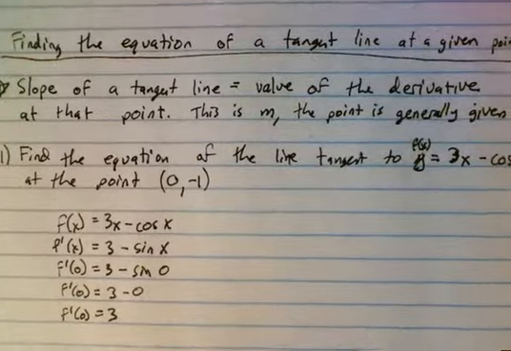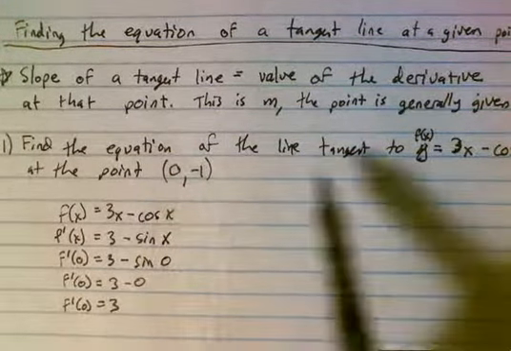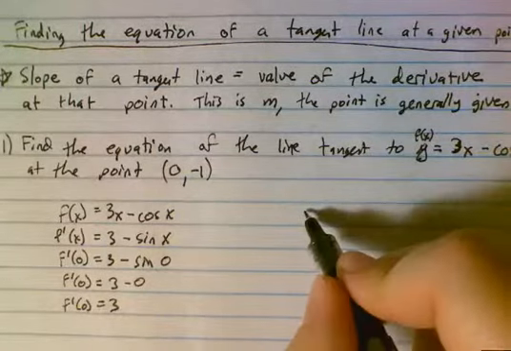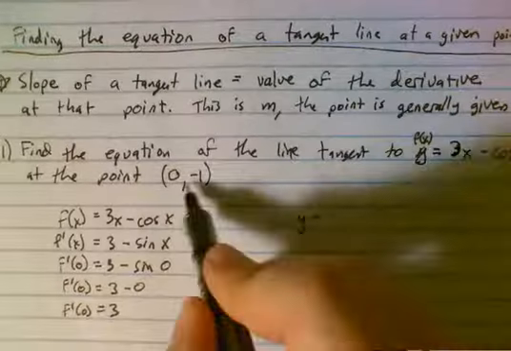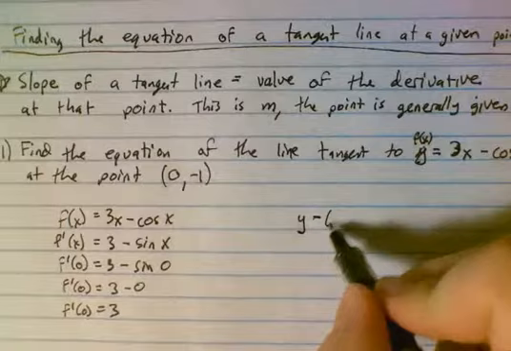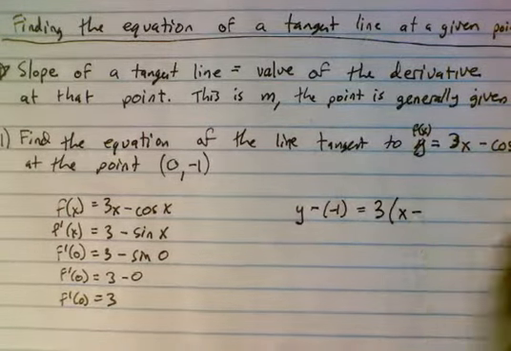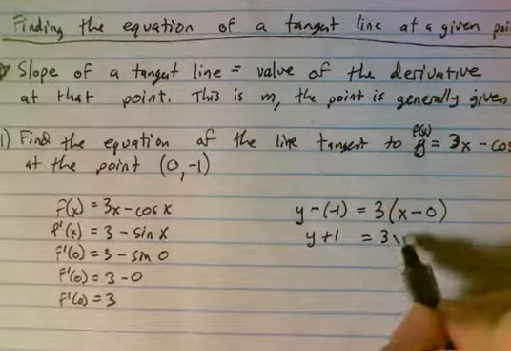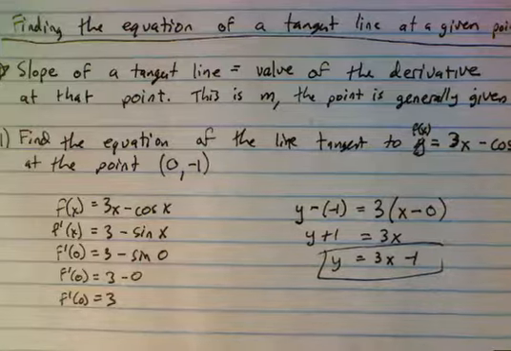Make sure you're clear about what you're being asked for. This is not our final answer. This is the first step to finding the equation. This is our slope, so we can use it. I'm going to use the point slope formula over here because it makes life way easier. y minus y1, which is -1, equals slope, which is 3, times x minus x1. And there we go.